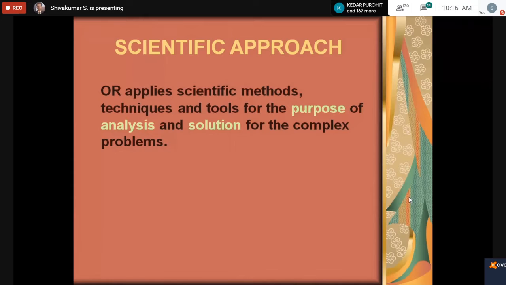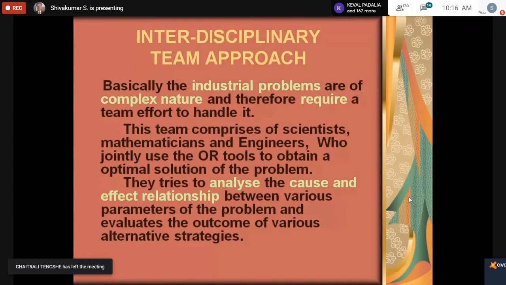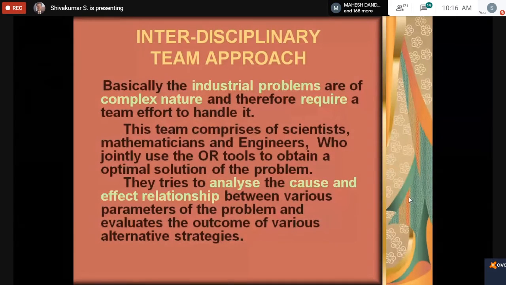Second feature of OR. First one, decision making. Second one, scientific approach. And thirdly, it is interdisciplinary team approach. OR involves lots of people from different areas. The industrial problems are of complex nature and therefore require team effort to handle them. Anything you take, a manufacturing scenario or any industrial problem, is always of some complex nature, so it requires a team effort to handle it.